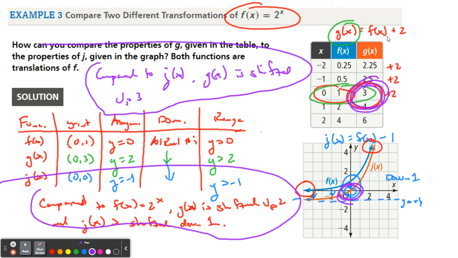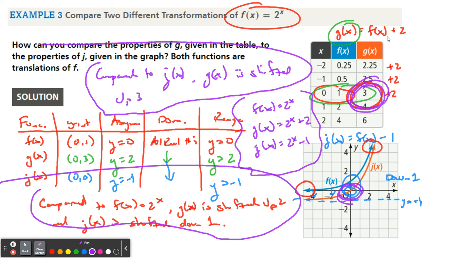And then last but not least, what would the equations be? So for f of x, I'll do it in purple still. f of x would just be 2 to the x. g of x would be 2 to the x plus 2. And j of x would be 2 to the x minus 1. And there's your 3 functions.